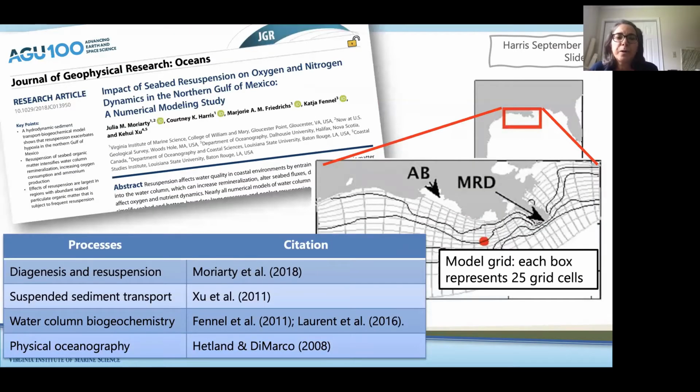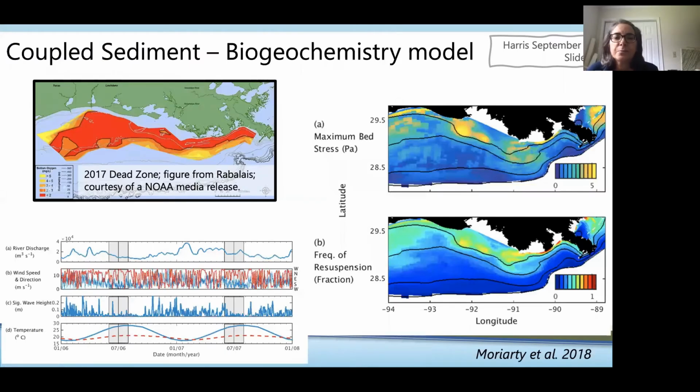So this work was published in JGR a few years ago, and this is showing the model grid and a schematic table of what we included. We had Moriarty's HydroBioSed, the sediment model from Xu, the biogeochemical model from Katja Fennell's group, and the physical oceanography going back to Hetland's model. And so here are some slides from the model output.